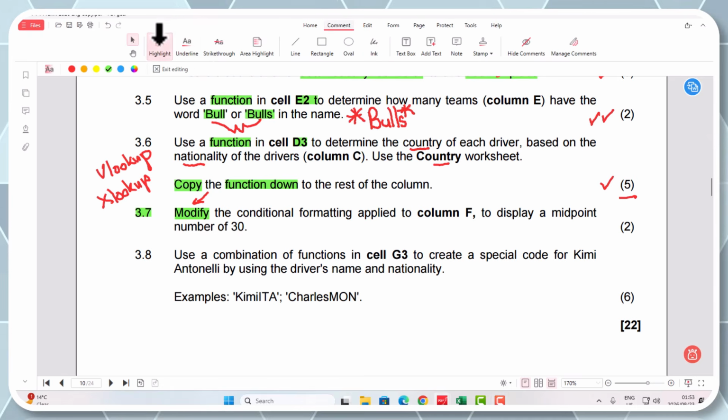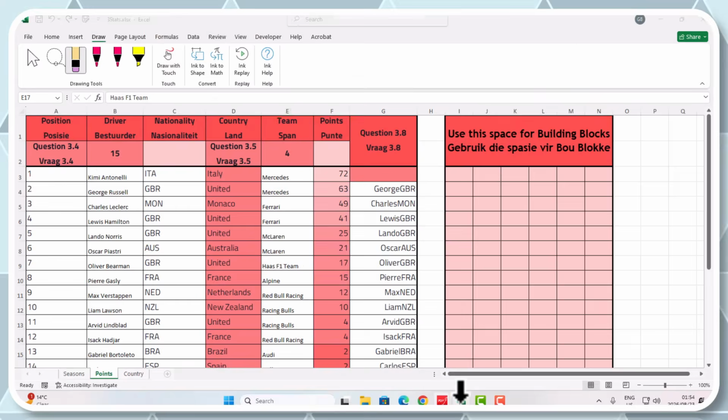What are we modifying? The conditional formatting. So we know we've got to do, it looks at the condition and it says, could we bring in patterns, colors, lines, icons to help make data reading easier? That's what conditional formatting is, based on a condition. Applied in column F, to display a midpoint number of 30. So let's go look at this rule that they've got there.